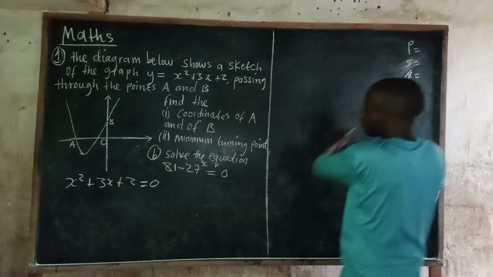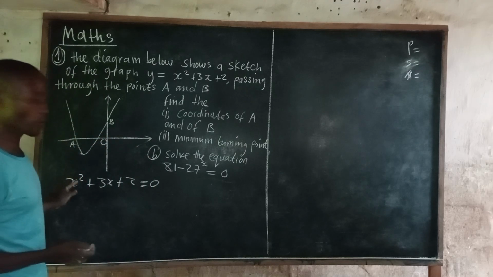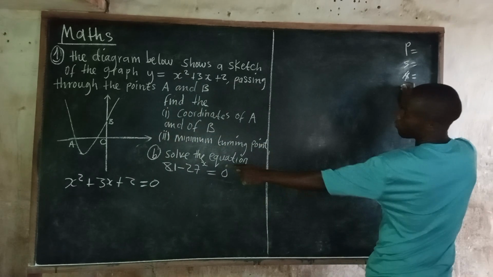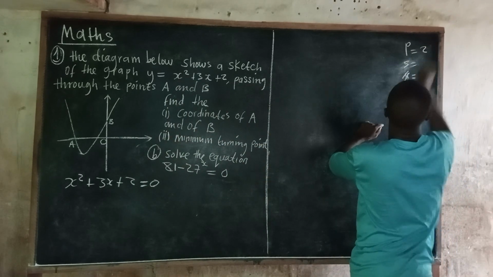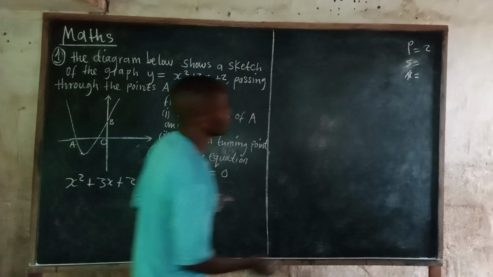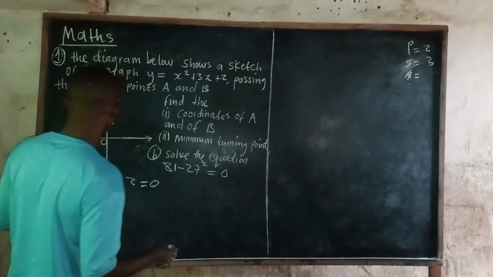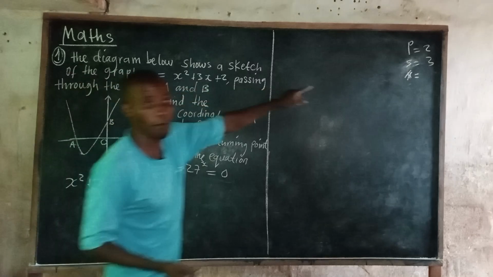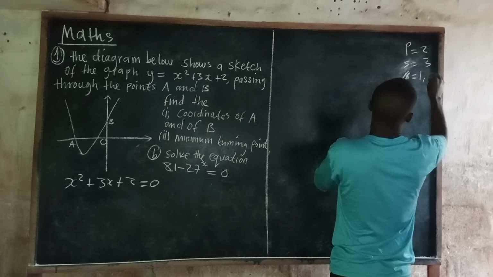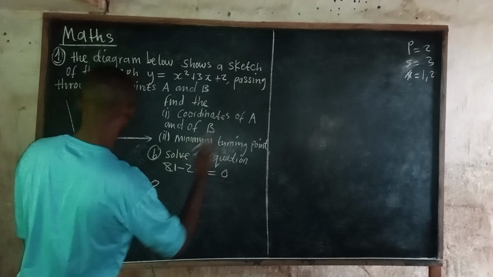For product, we need to multiply the coefficient of the first term, which carries the square power, times the constant. The coefficient of x squared is 1. So 1 times 2, the answer is 2. That is the product. Then for sum, we pick the coefficient of the middle term, which is 3. Then for factors, we should have 2 numbers which, when you add them, give 3, and when you multiply them, give 2. What are those numbers? It's 1 and 2, because 1 times 2 is 2, and 1 plus 2 is 3.